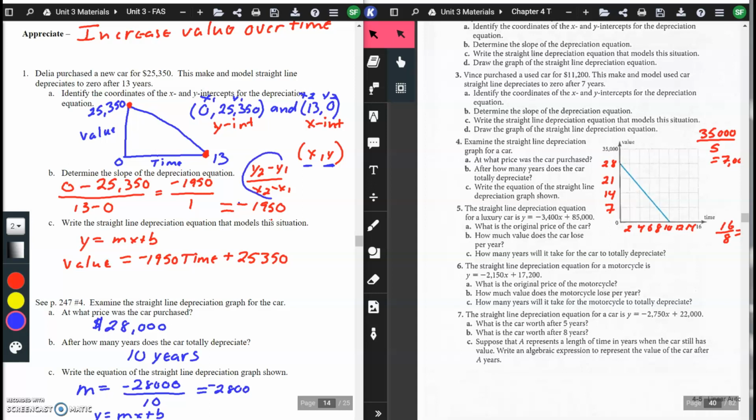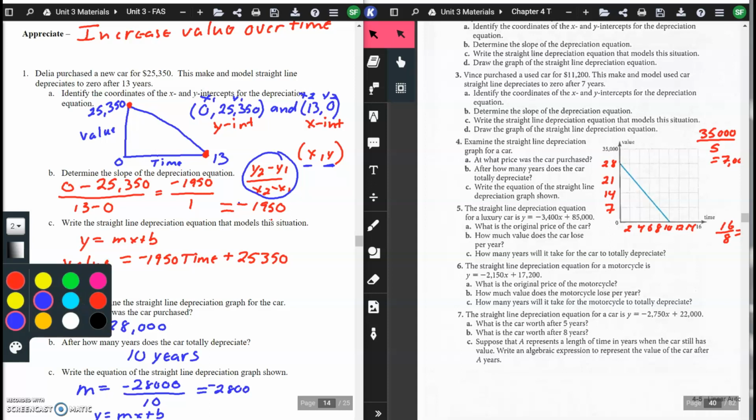This is your slope formula right here. All right, plug them right in. So 0 minus 25,350 over 13 minus 0. That gives you negative 25,350 over 13, which, once you reduce, gives you negative 1,950 over 1. So your slope is going to be negative 1,950. All right. Part C, write the straight line depreciation equation that models the situation.